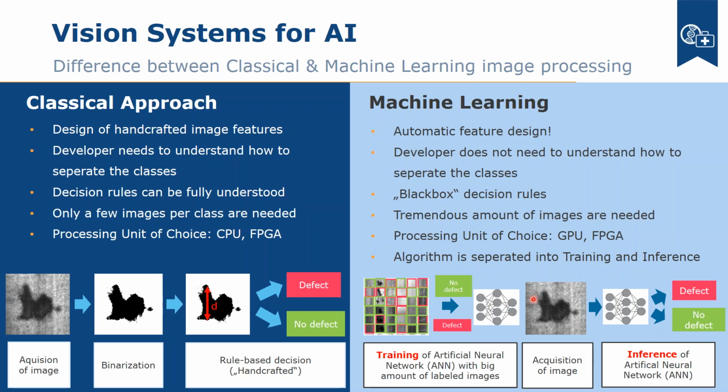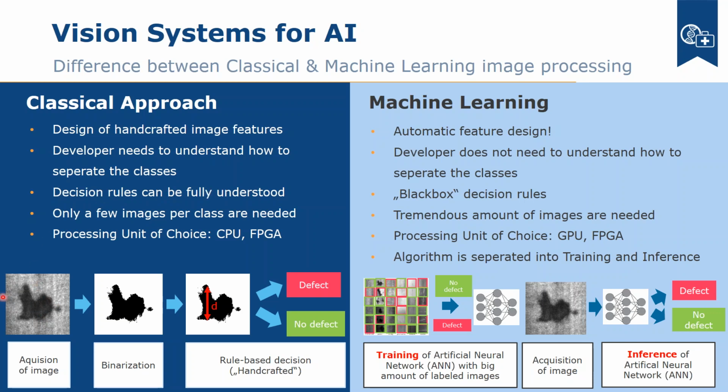So, vision systems for AI: the difference between classical machine learning and real image processing. With the classical approach, as you will see here, we have an image of a steel belt, and in former times the designer or developer was able to handcraft image features. They took 2, 3, 4 images and saw, oh, this is a mistake, there's a hole inside this steel belt, and they could decide what rule they want to apply to this image.